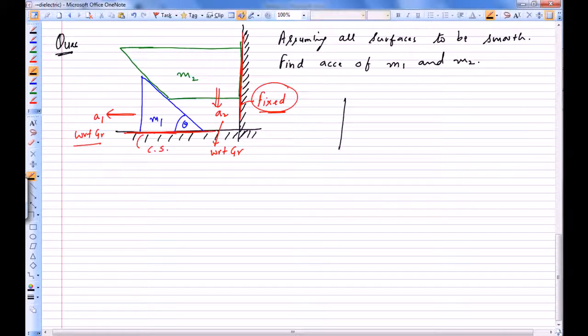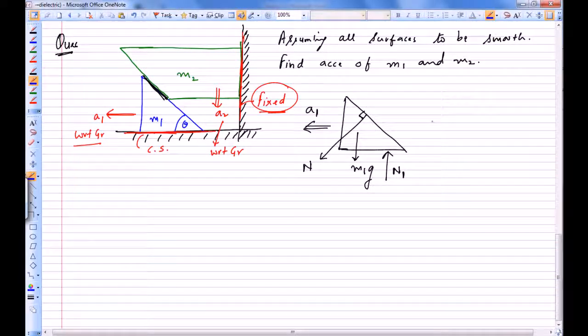Let's draw the FBD of mass m1. So there is some force m1g acting downwards. This is your earth pulling this particular mass m1, and there would be a normal reaction, say n1, acting somewhat like this. This is a normal reaction due to ground, and then you have another normal reaction n from this contact surface between the two bodies. So this is going to be perpendicular to this particular surface, and its acceleration diagram is a1.